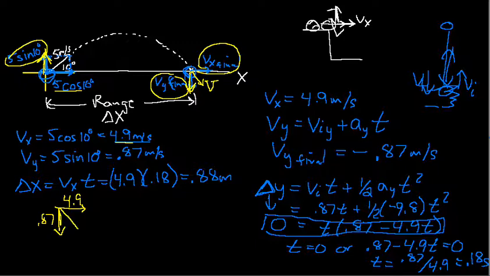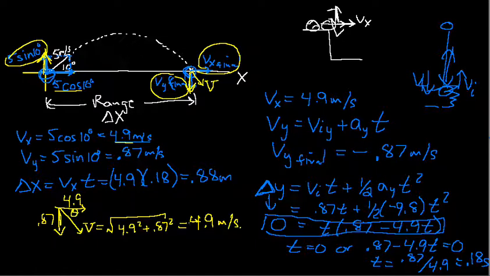So the final velocity here, v, is going to be gotten by taking the Pythagorean theorem for this, and we're going to say v then will be the square root of 4.9 squared plus 0.87 squared. And that will be 4.977, so it's about 5 meters per second, in magnitude, which is close to 5.